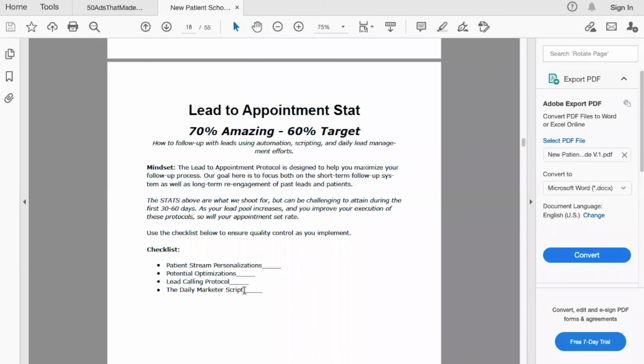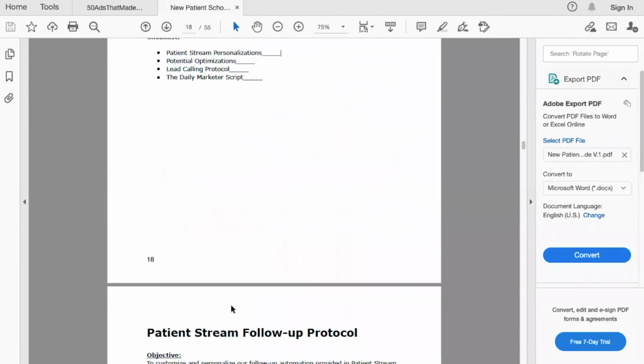What I'm going to do right now to answer your question, Stephanie, is go over the biggest leverage points that I have found that make the biggest difference. But then I'm going to encourage anybody watching to go through this entire stat, because it's not a matter of, hey, just do this one thing and everything's going to be different. It's going to be a combination of things. All right. So the Patient Stream personalizations protocol, that's the first one.